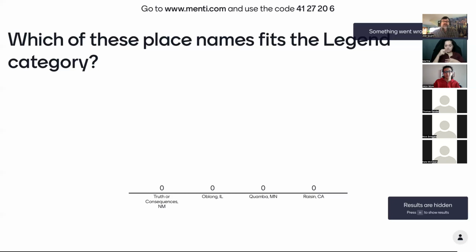Yes. Oblong, no particular story. It is just that when the town was founded, there's a kind of prairie nearby that has an oblong shape to it. Quamba sounds like it might be related to me, but it is a native place name, and it refers to kind of a muddy place. Raisin, of course, would be for food.